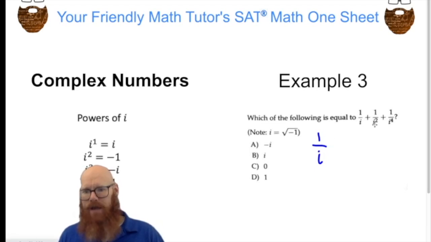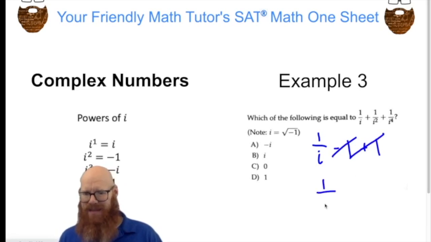Well, in this problem, we are going to have 1 over i, because i is just i. Now 1 over i squared: the thing about 1 over i squared is that's 1 over -1, so that's -1. And 1 over i to the fourth is 1 over 1, so that's +1. So the -1 and +1 goes away, so the answer is 1 over i. But I don't see that answer there.